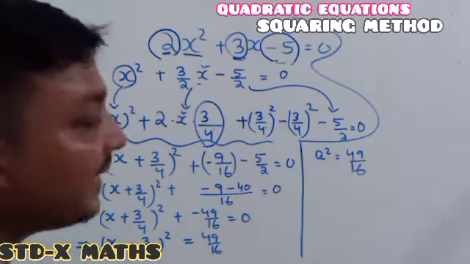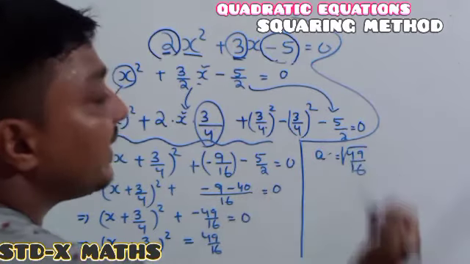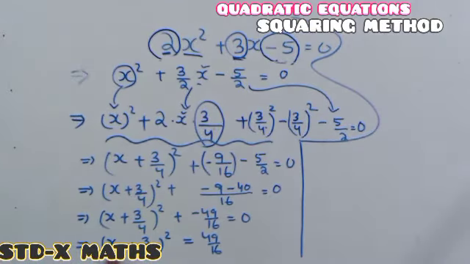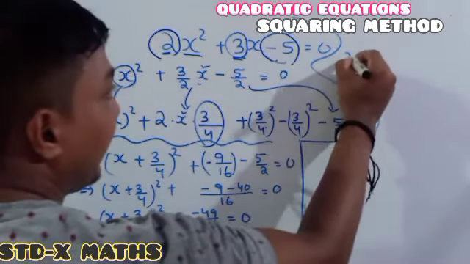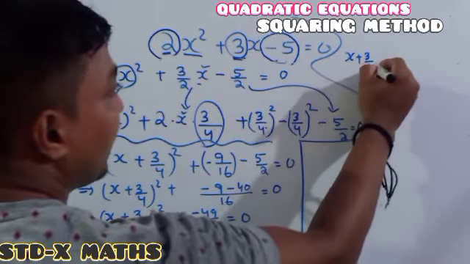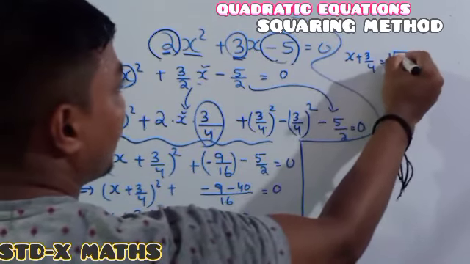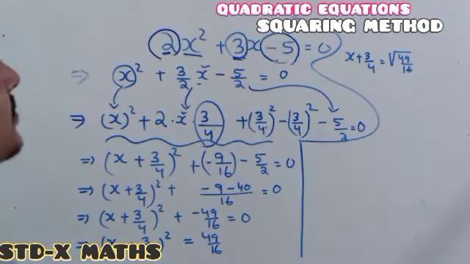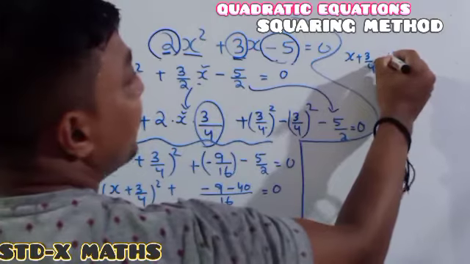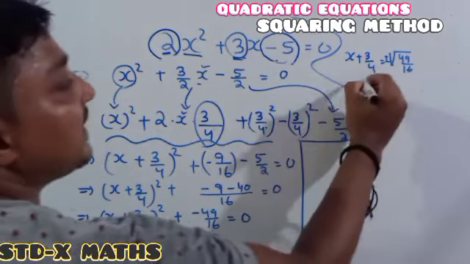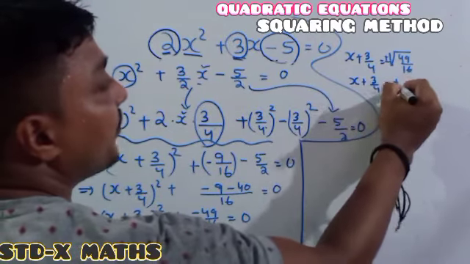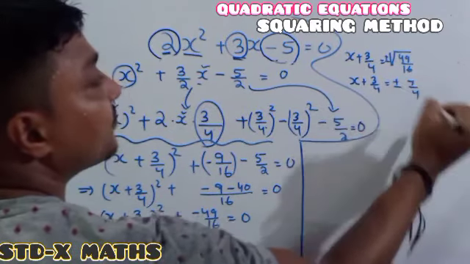So it means we will take its square root. In the same way we will proceed. (x + 3/4)² is equal to 49/16. So for which x + 3/4 is the square root of 49/16. And here the square root means the positive square root, also the negative square root. So x + 3/4 becomes plus minus 7/4.